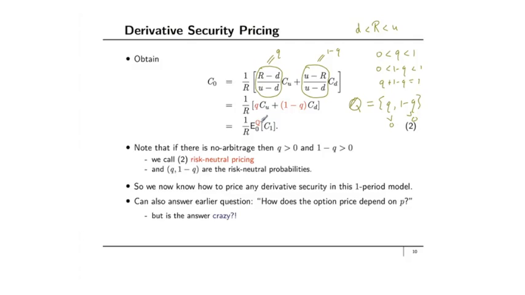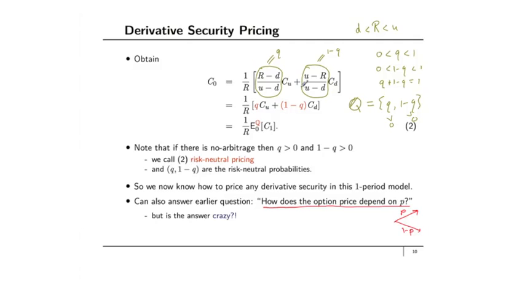We can also answer our earlier question. A question we asked earlier was, how does the option price depend on P? Remember, P was the true probability of an up move, and 1 minus P was the true probability of a down move. If we look at what we've done here, the fair value of the derivative security is equal to this quantity here. All that's appearing here is capital R and the payoff of the derivative security. These risk-neutral probabilities are expressed in terms of R, D, and U. I don't see P appearing anywhere here. So it looks like the value of the option does not depend on P.